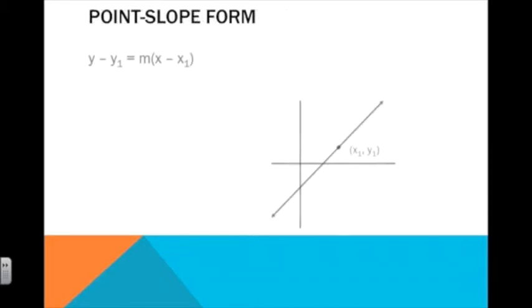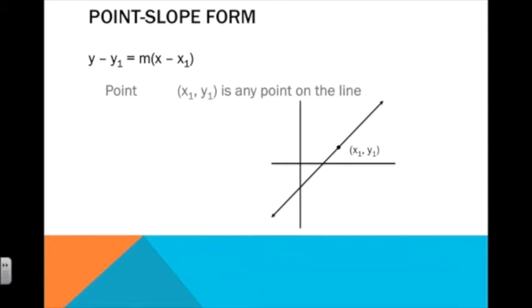Our point-slope form, we already saw, is y minus y sub 1 equals m times the quantity x minus x sub 1. Now, again, m is our slope, but the point part of this name, it's called point-slope form, is because these coordinates x sub 1 and y sub 1 are the coordinates of any point on the line. It could be an intercept, but it could just be any point on that line.